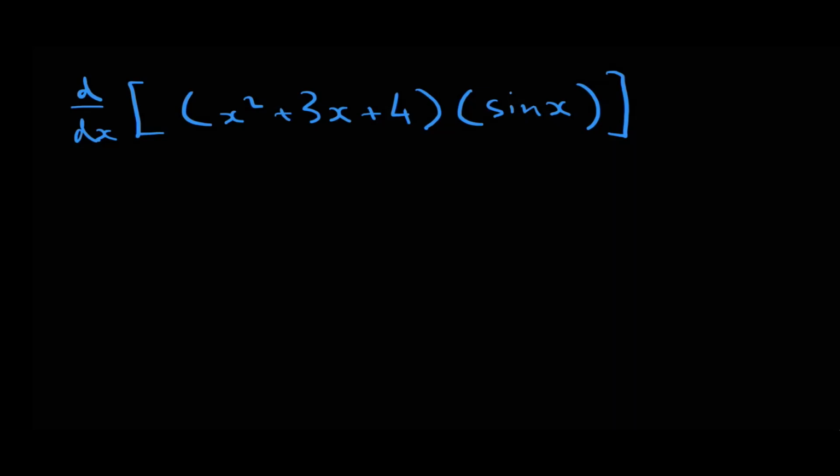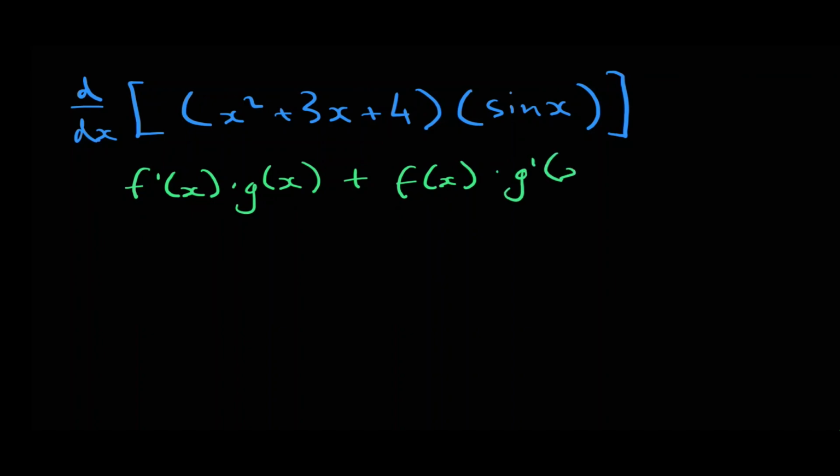Say you have two functions multiplied together, like x squared plus 3x plus 4 times sine of x, and you want to find the derivative of the whole expression. To find the derivative of two functions multiplied together, you can use the product rule, which says that the derivative of something like this is going to be the derivative of f of x times g of x plus f of x times the derivative of g of x.